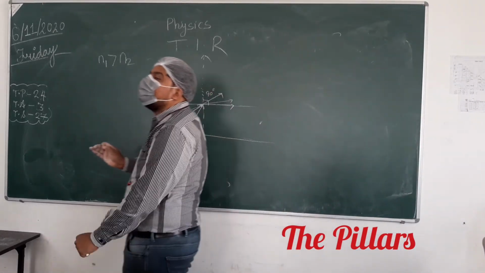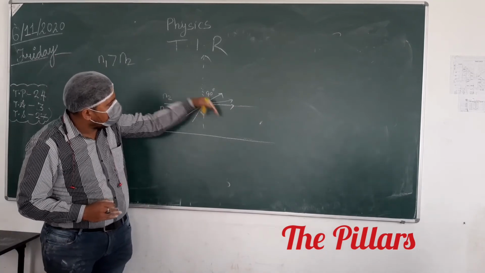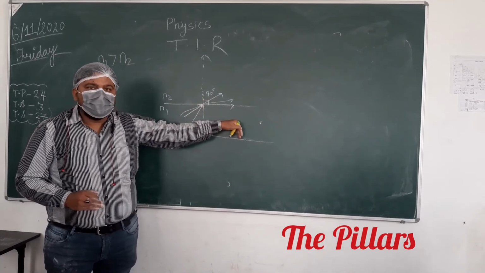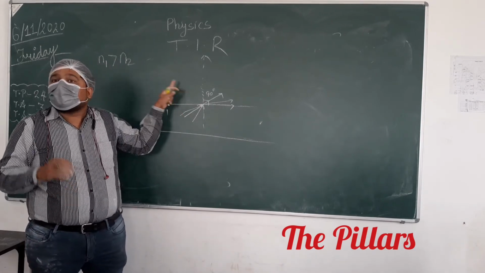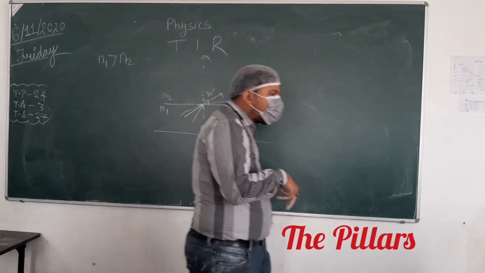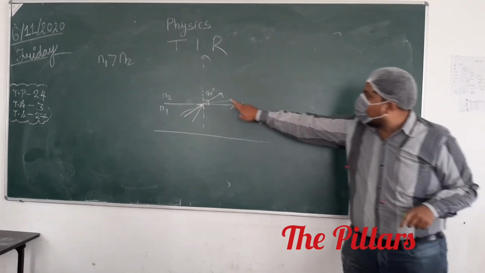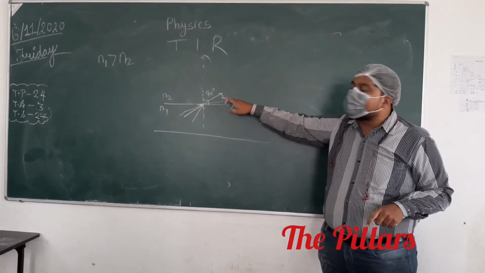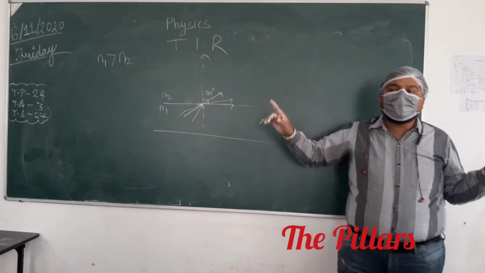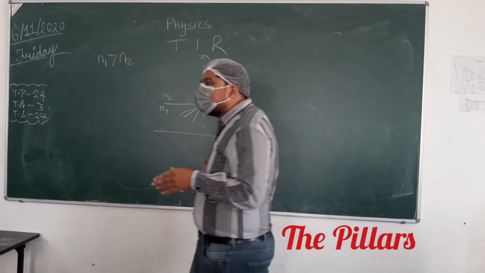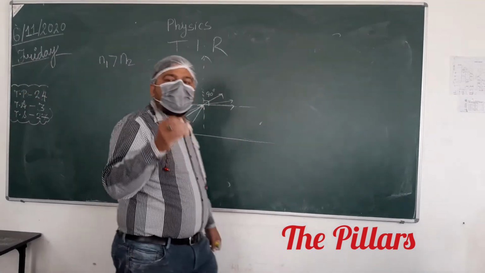If we increase the angle of incidence more than this, what will happen? None of the light is passing through medium 2, which means all the light is getting reflected back into the same medium. This is a total internal reflection case. All these others are partial reflection cases, where some of the light is reflected. But for an angle more than the critical angle, all the incident light will be reflected back. That is why it is called total internal reflection.